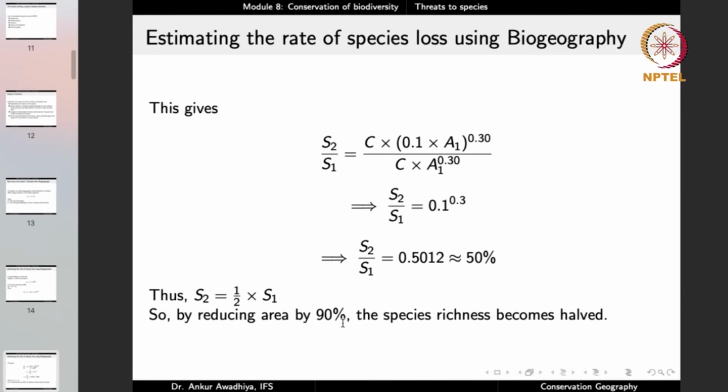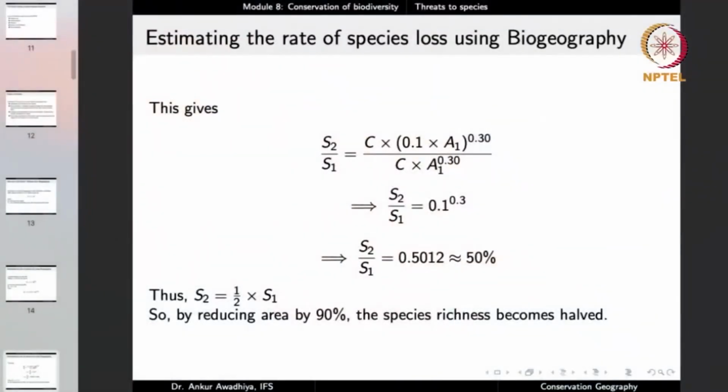So by reducing the area by as much as 90%, the species richness becomes halved, which is a good thing in some aspects, because even when a large amount of habitat is destroyed, you still have a sufficient amount of biodiversity left. The problem is that those species that require larger habitats, the larger home range species, are preferentially targeted. So they will be lost, but a large number of species will still remain. So that is a good thing.